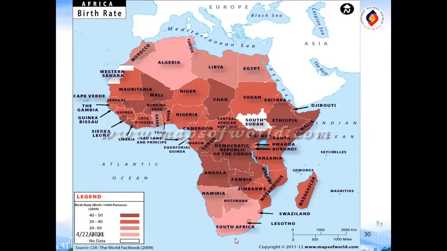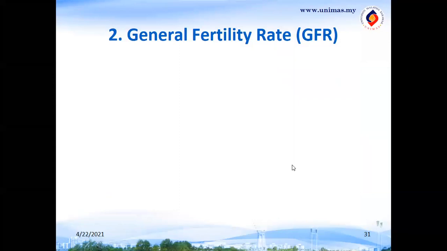South Africa is advanced. We can consider that an advanced developing country. It's not a developed country yet, but it's considered an advanced developing country, much developed compared to the other regions in Africa. South Sudan itu tak ada data langsung, yeah, not available. Okay, so that's the first one, yeah, CBR ataupun crude birth rate.